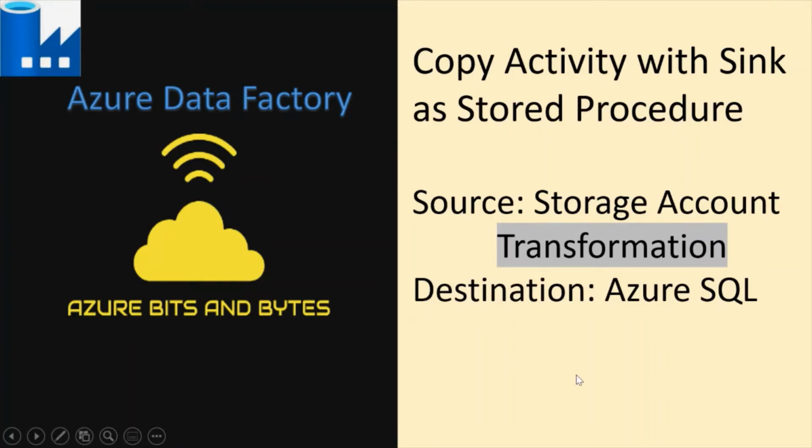Let's discuss a new problem statement within Azure Data Factory. There is a storage account where I have a file called Netflix, and before I copy the Netflix data into Azure SQL, I want to do basic transformation like filtering. For that, I'll be making use of copy data activity with sink as the stored procedure. Now let's jump to the portal and demonstrate the behavior.